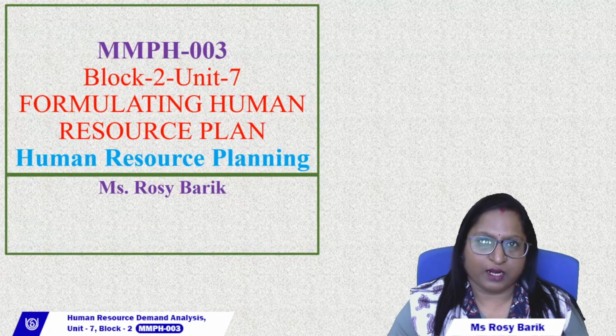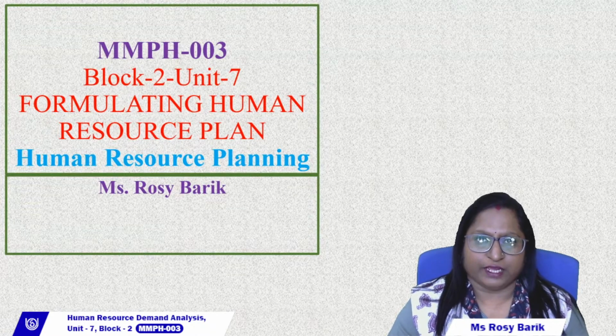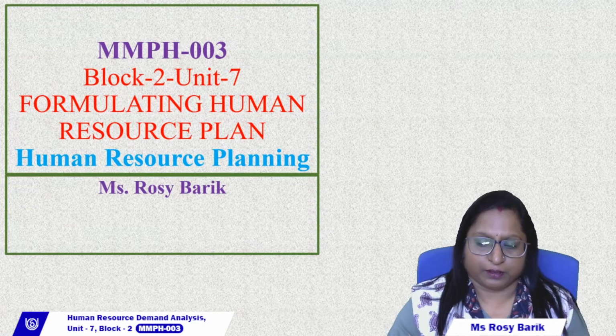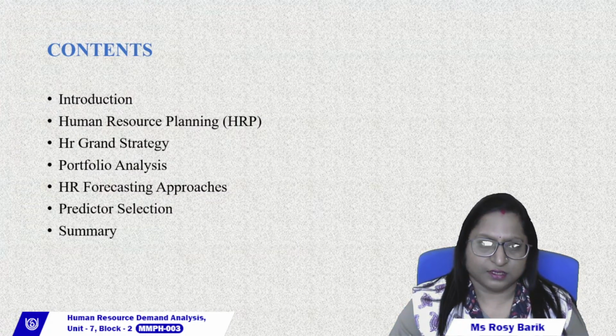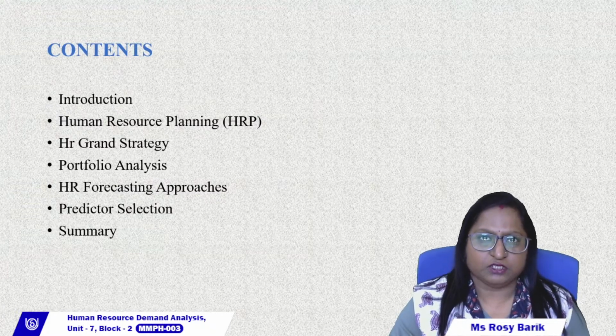So we are going to discuss how we can find the number of people in the organization, how we can utilize those people, what kind of work they are doing, and what are the different techniques used for selecting the right kind of people. So here are the contents: introduction, human resource planning, HR grant strategy, portfolio analysis, HR forecasting approaches, predictor selections, and the review of this subject.